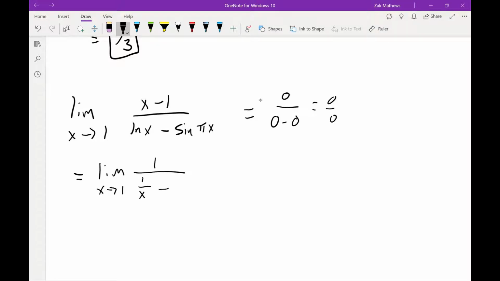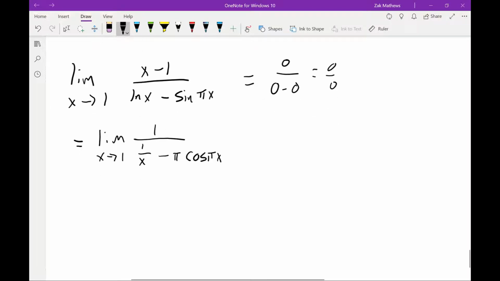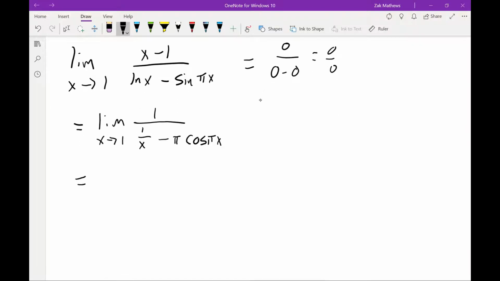I take the derivative of sine pi x. Derivative of sine is cosine. And then I also have to multiply it by the derivative of the inner function, which is just pi. So we get 1 over x minus pi cosine pi x. So now let's see what happens when we plug in our 1. We get 1 over 1 minus pi cosine of pi times the 1.